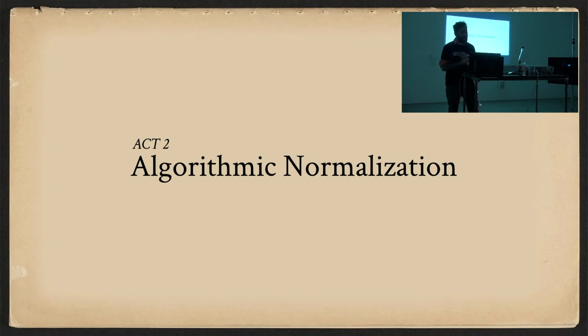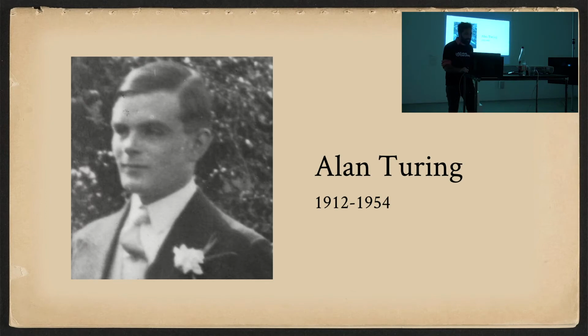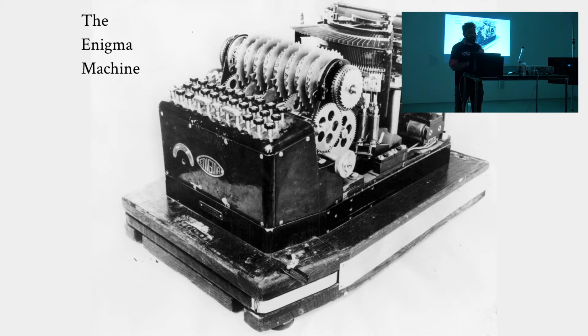So let's talk about algorithmic normalization. We continue to another important figure in history, Alan Turing. You might have heard the name before, you might have seen the movie, The Imitation Game. But in World War II, Alan Turing was one of the main scientists who cracked the Enigma, the Nazi Enigma machine that was used to encrypt messages to the U-boats. He was indeed one of the Enigma code breakers.